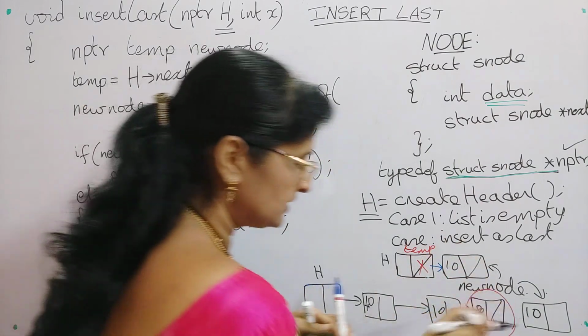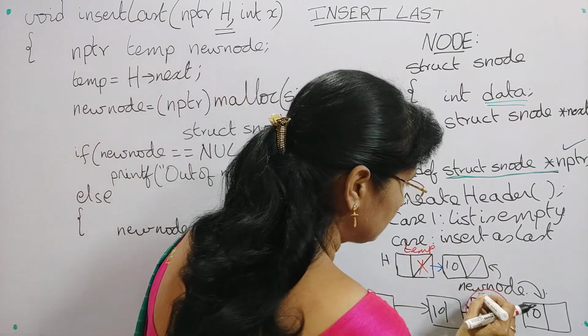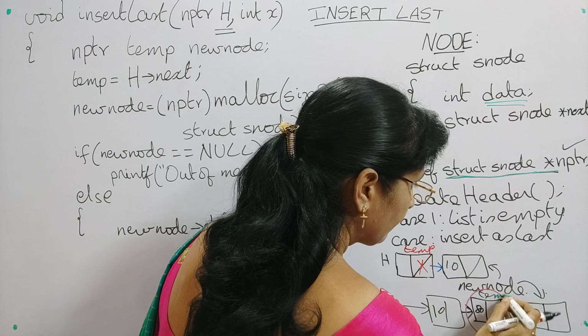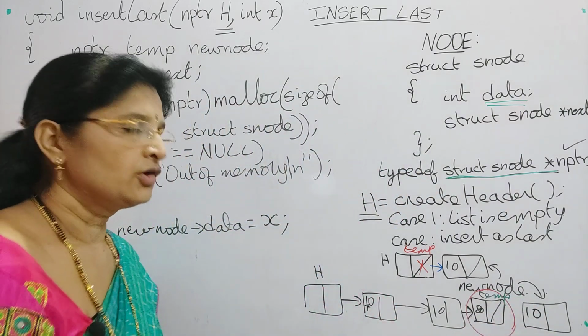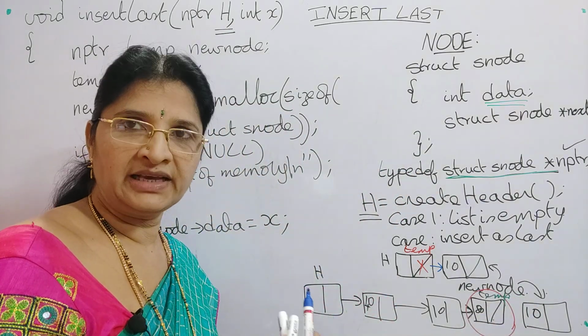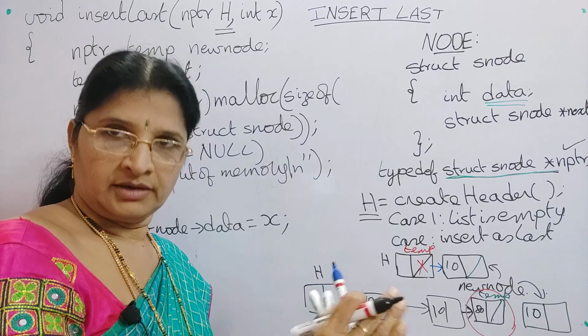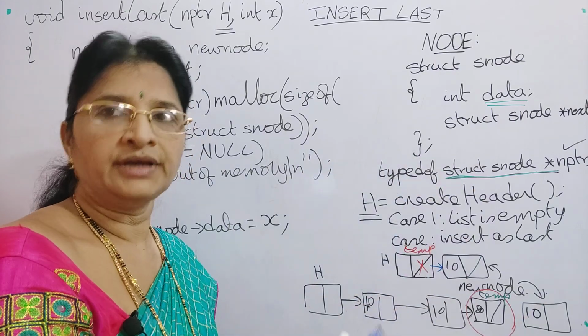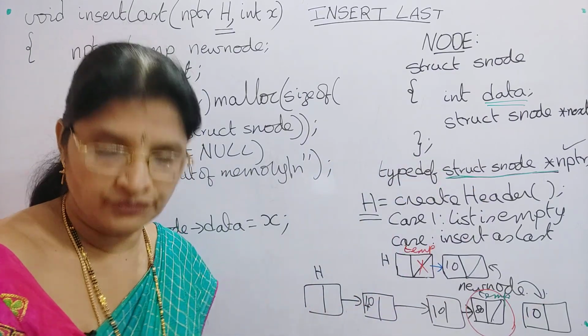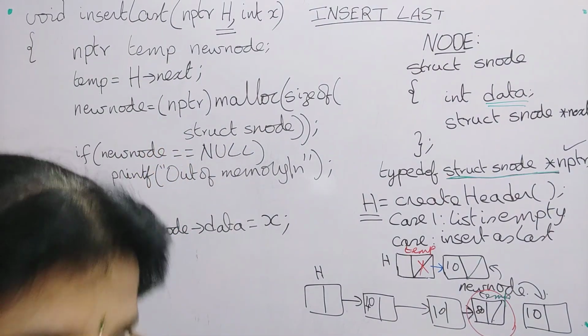And suppose if this is the case, then where do we have to place the temp? We have to place the temp where its next is equal to null. So that condition is used for us here. So see how we can write that one.